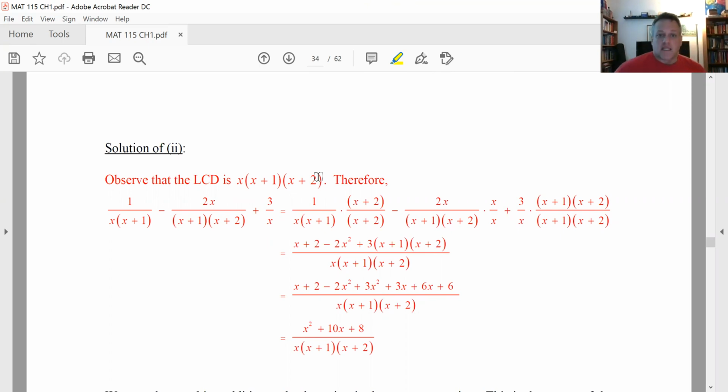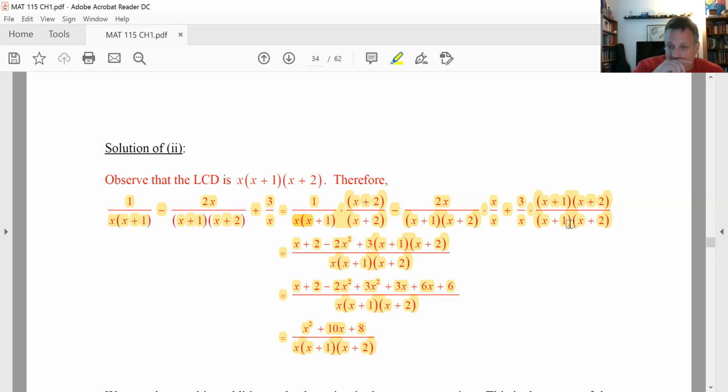And now you need to multiply top and bottom of each fraction by what already is not in its bottom, that is in the LCD, right? So if you compare this bottom to the LCD, it's missing an x plus 2, and so I multiply top and bottom by x plus 2. Same way here, this one's only missing an x, and so I multiply top and bottom by x. But the 3 over x is missing 2 factors. It's missing x plus 1 and x plus 2, and so I have to multiply top and bottom of that fraction by both of those, right?